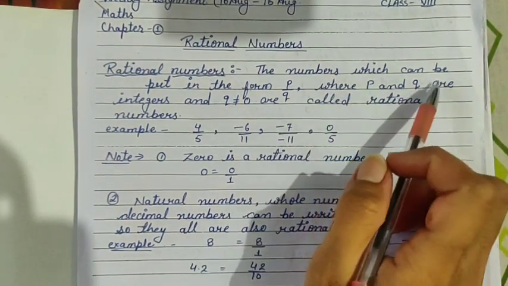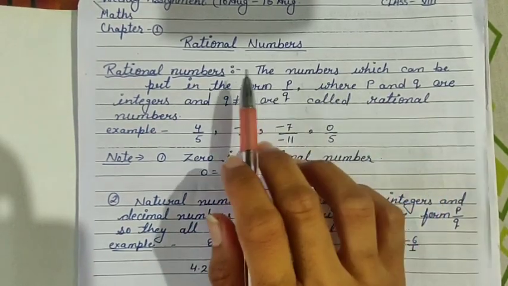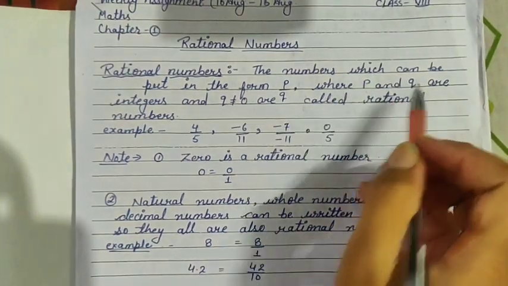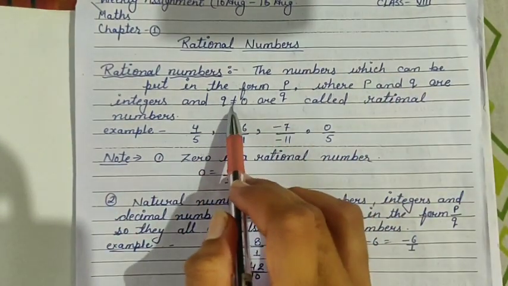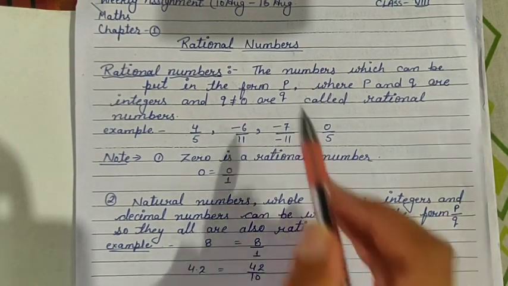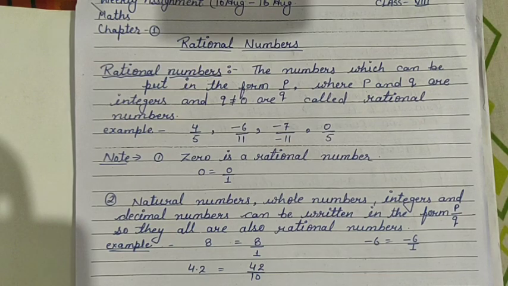The numbers which can be put in the form P upon Q, where P and Q are integers and Q is not equal to 0, are called rational numbers. So where P and Q are integers, firstly, what are integers?